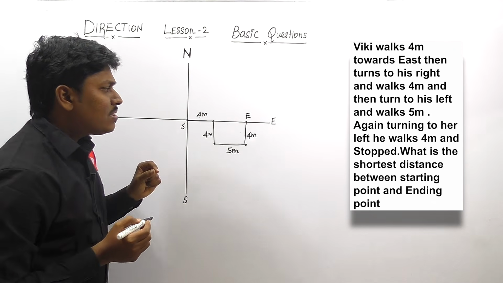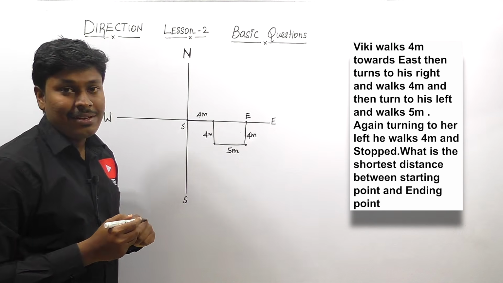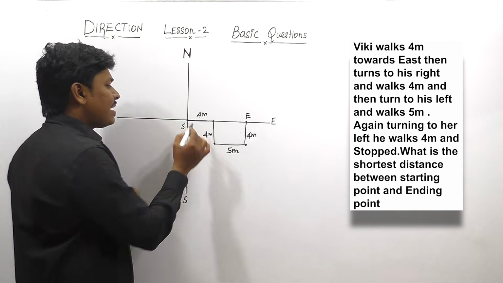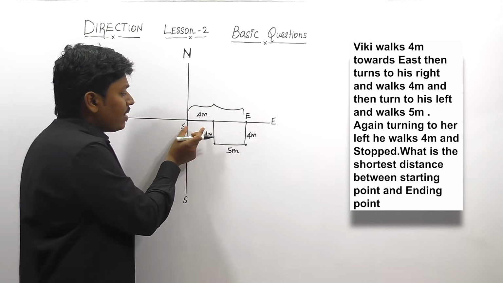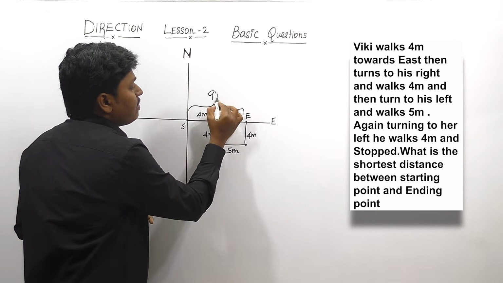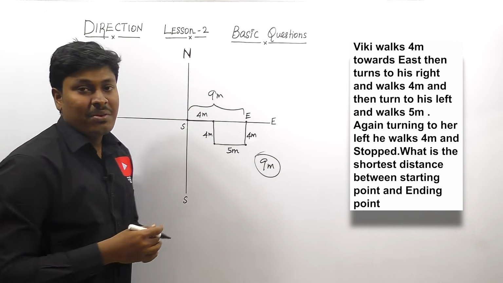So what is the question? What is the shortest distance between the starting point and the ending point? So friends, the question is, what is the distance between starting and ending point? Friends, listen carefully. They are just asking what is this distance, from the starting point to the ending point. We know that this is 4 meter and this is 5 meter, so the total distance will be 9 meters. So finally we can say that 9 meter will be the answer for question number 3.